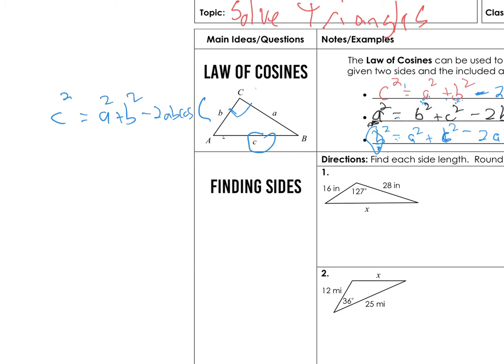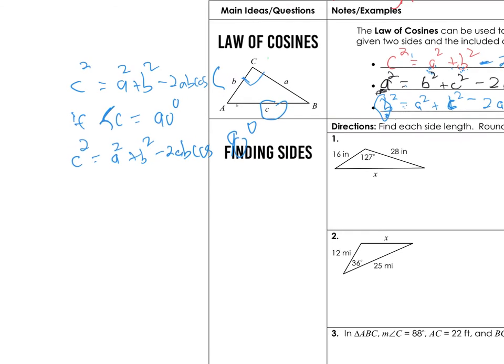Well, if C was actually 90 degrees, look what happens. If angle C was equal to 90 degrees, then C squared equals A squared plus B squared minus 2AB cosine of 90 degrees. What is cosine of 90 degrees? I don't know. I can't do it in a triangle, so I have to do it on the unit circle. 90 degrees is when the angle opens up to here, and I have that ordered pair. And if you're on the unit circle, that ordered pair would be 0, 1.